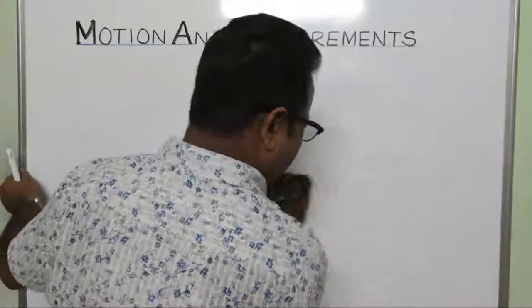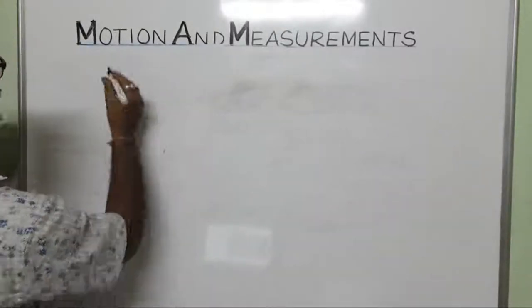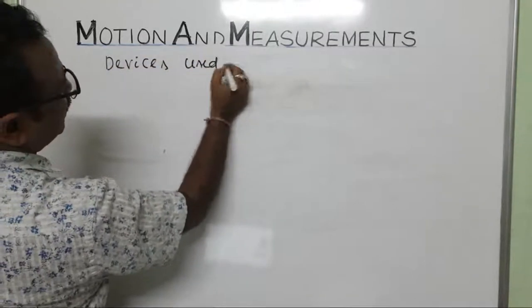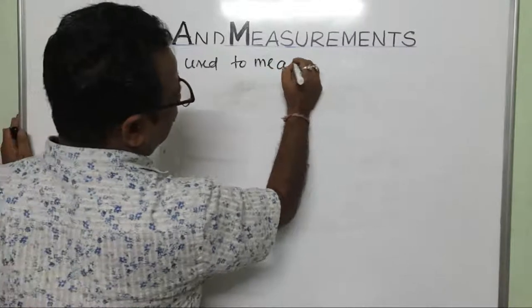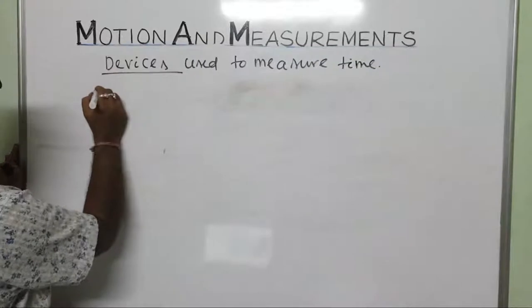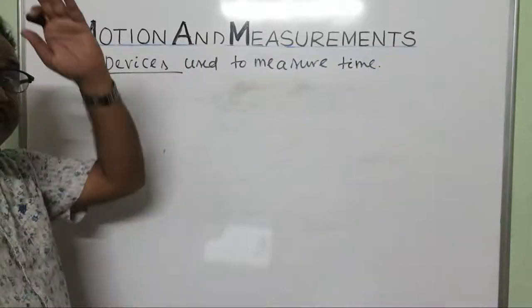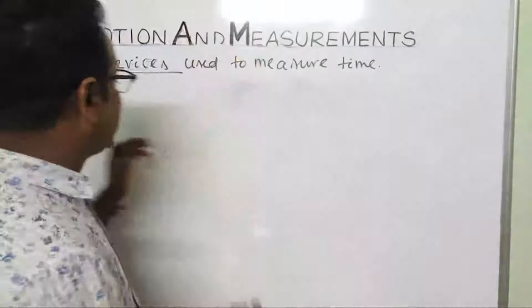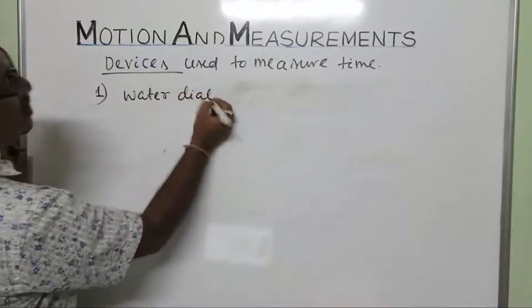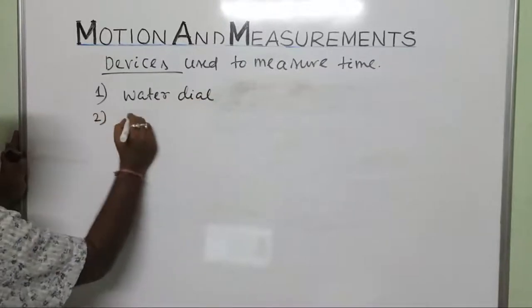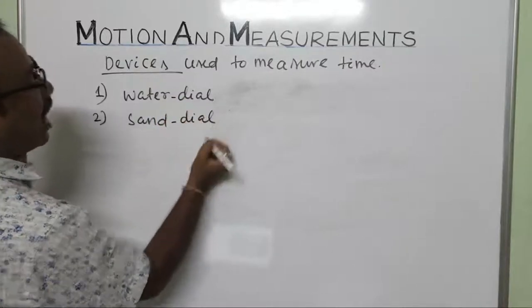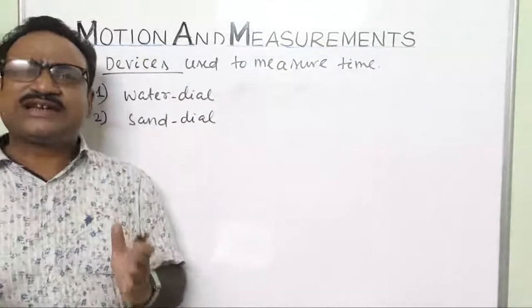Devices used to measure time. So one is in the ancient time. In the ancient time, they were using water dial. Number two, they were using sand dial. Now also, sometimes we see sand dial.